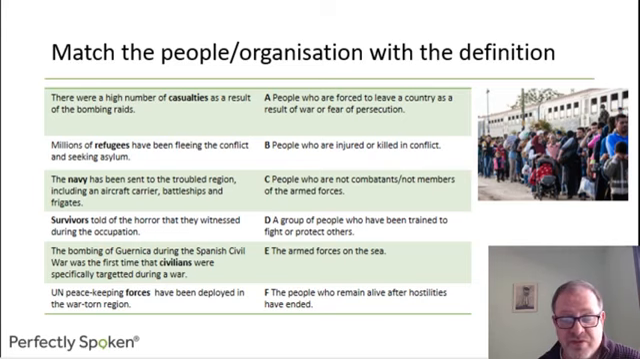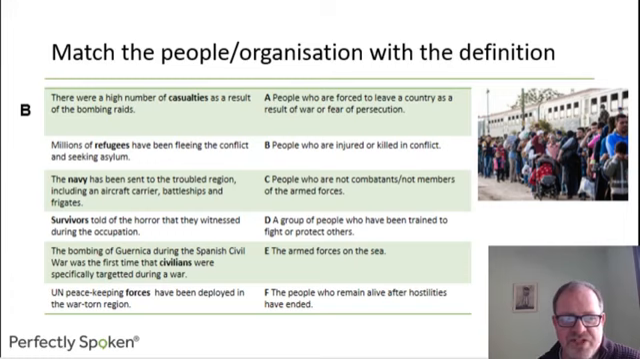So people who are forced to leave a country due to war, people who are injured or killed in warfare, people who are not competent, or members of the armed forces, a group of people who've been trained to fight or protect others, the armed forces of the sea, or the people who remain alive after hostilities have ended. Well, casualties are B, people who are injured or killed in a conflict.